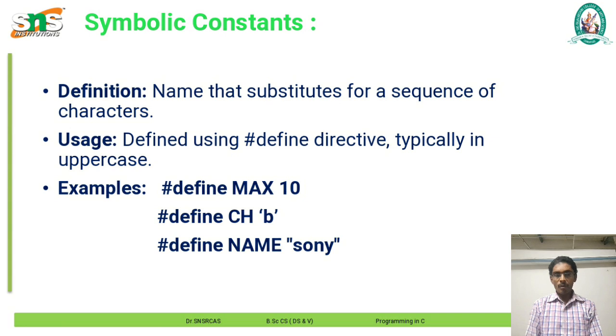Symbolic constants: a substitute for a sequence of characters. They are defined using the #define directive, typically in uppercase. For example, #define MAXTIN, #define CHB in single quotes, and #define NAME in double quotes, Sony. Here, small b defined in single quotes is a single character constant, and Sony within double quotes is a string constant.